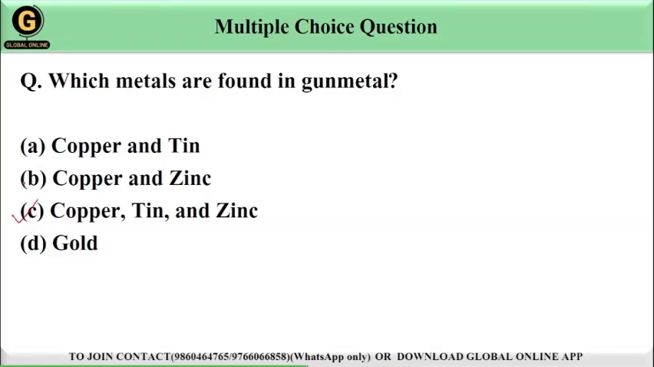It is known for its strength and corrosion resistance, making it useful in the manufacturing of machinery parts, valves and other industrial components. Hence, option C will be the correct answer, copper, tin and zinc. Let's move to the next question.